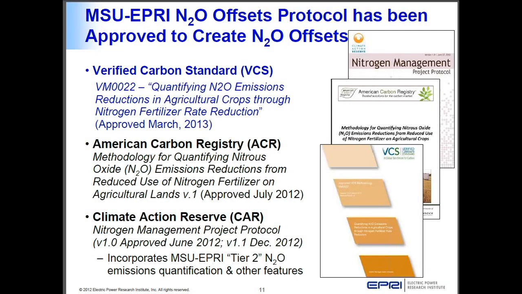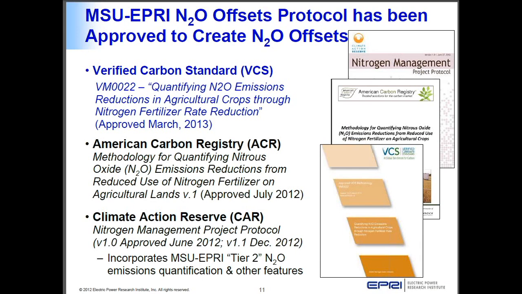At this point, this particular methodology, what I call the MSU EPRI nitrous oxide offset methodology, has now been approved for use in all three of the voluntary offset market programs in existence. The most recent one that you'll hear mostly about today was under the Verified Carbon Standard, and that's what we're here to talk about today.